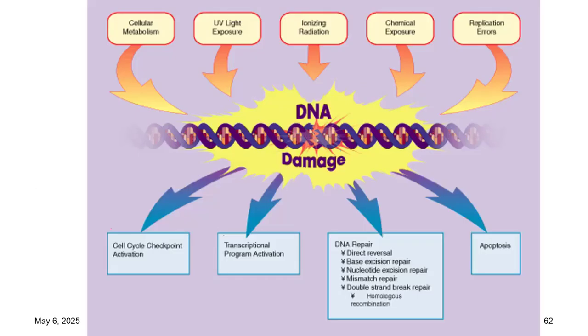What are the things that can assault the DNA? They are actually shown here. Cellular metabolism, ultraviolet light exposure, ionizing radiation, chemical exposure, and replication errors that will actually occur. All of them will lead to DNA damage.